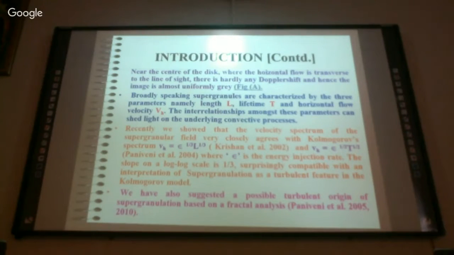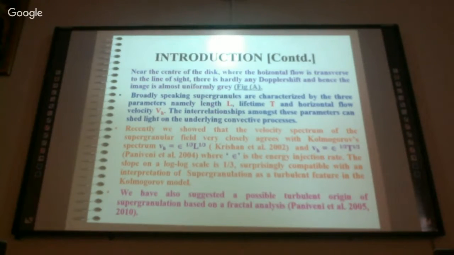In 1999. And recently we have shown that the velocity spectrum of the supergranular field very closely agrees with Kolmogorov's spectrum: v_l equals epsilon^(1/3) l^(1/3). That is in the MNRAS paper in 2002. And v_l is epsilon^(1/2) t^(1/2), where epsilon here is the energy injection rate. And the slope on the log-log scale is 1/3, which is surprisingly compatible with the interpretation of supergranulation as a turbulent feature in the Kolmogorov model.